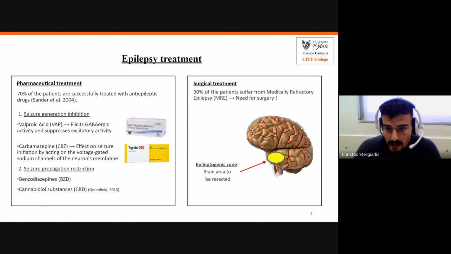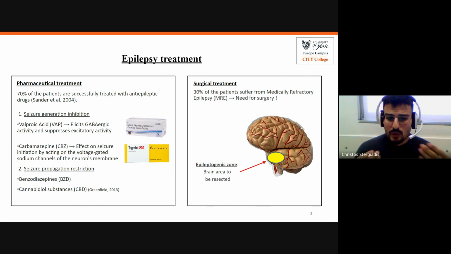That's the essence. So for these people, in order to become seizure-free, in order to have a healthy life, the only way to do that is through resective surgery, which is a neurosurgical procedure where a doctor resects a specific part of the brain for this patient that is responsible for generating the seizure. This area is called the epileptogenic zone. However, in every patient, the epileptogenic zone is not the same.